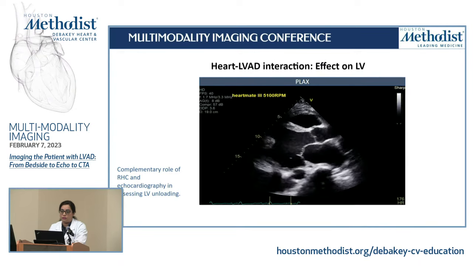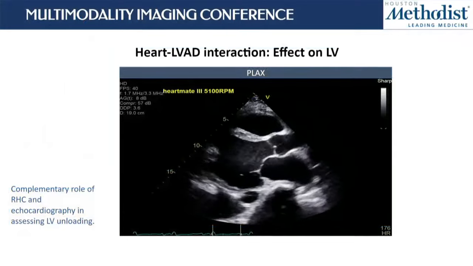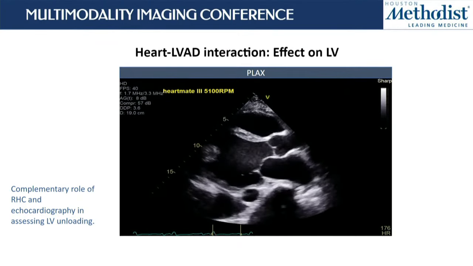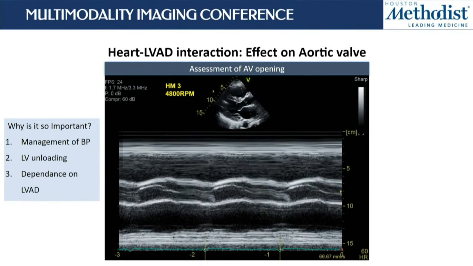We need to know what the hemodynamics are in conjunction with echocardiography. And this is sort of what we're looking at. We're looking at LV end-diastolic dimension. I'm looking at the RV function. Believe it or not, this is a good RV function for us. The RV is moving. But aortic valve also, if it's closed or open, and why is that important?